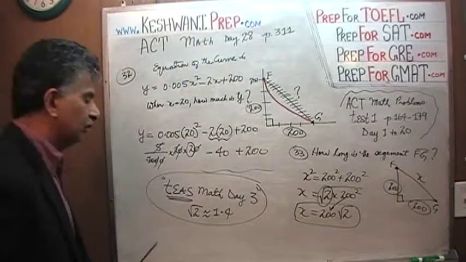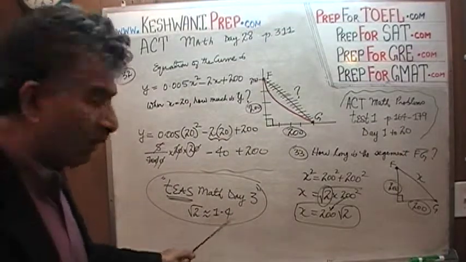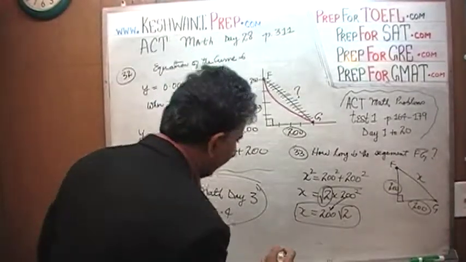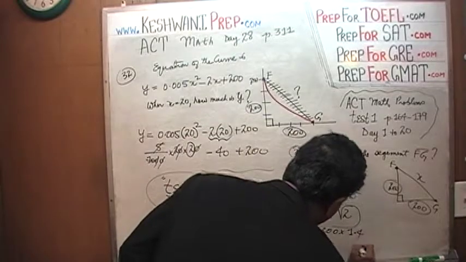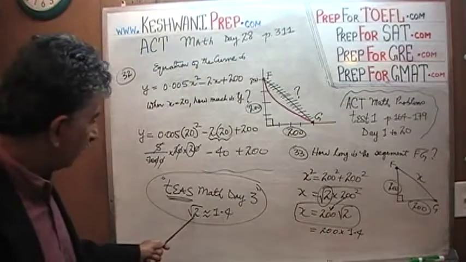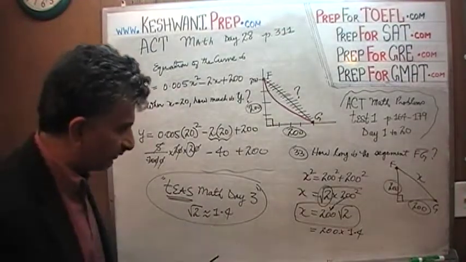That square root of 2 is 1.4. And had we known that right from the very beginning, we would have done it a long time ago. So x equals 200 times 1.4. Now, we cannot say x equals that, because it's not the exact value. The square root of 2 is not exactly 1.4, it's approximately 1.4. So we have to go back here and fix that.